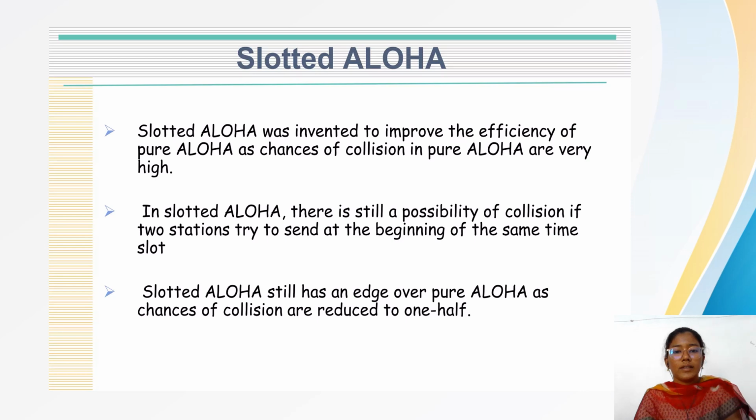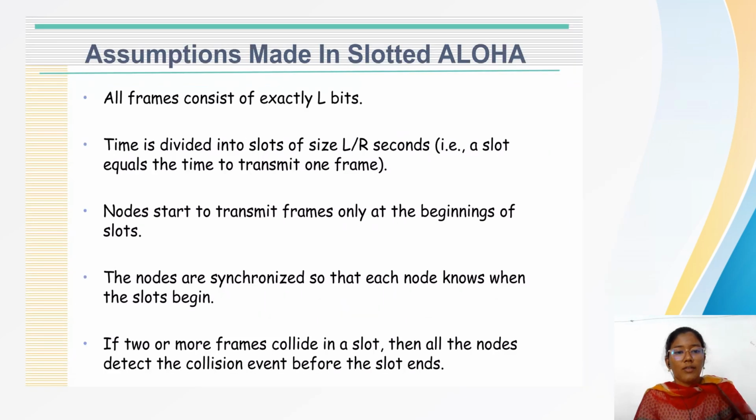Slotted ALOHA was invented to improve the efficiency of pure ALOHA, as the chances of collision in pure ALOHA are very high. In slotted ALOHA, there is still a possibility of collision if two stations try to send at the beginning of the same time slot. Slotted ALOHA still has an edge over pure ALOHA, as the chances of collision are reduced to 1/2.